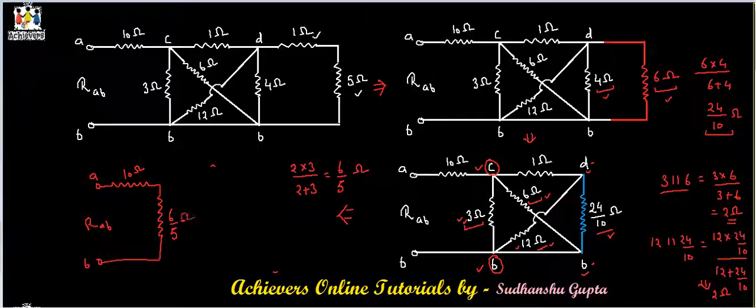we will get a circuit like this. And now we can say that RAB is equal to the series combination of 10 ohm and 6 by 5 ohm resistances, which is equal to 56 divided by 5 ohms. This will be the answer.